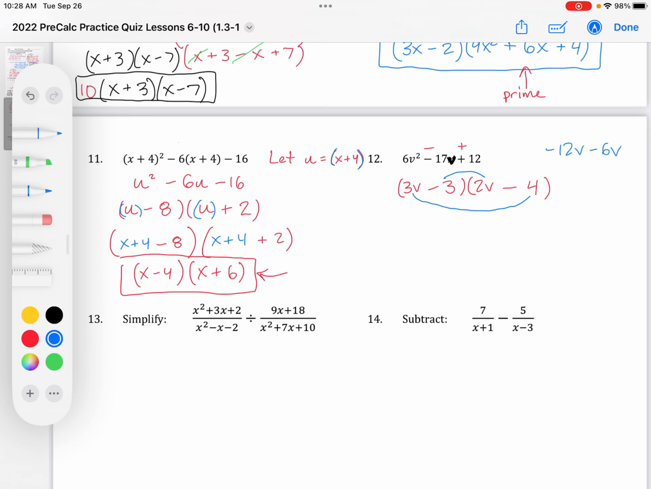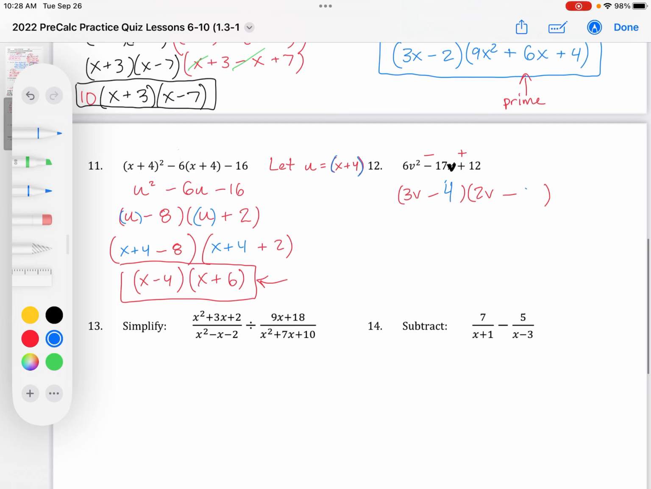That is not going to give us negative 17v. So we're going to have to try something else. I'm close to negative 17v. So here's what I'm going to try. Since it's close, I'm still going to use 3 and 4. But let's switch them. Let's put the 3 with the 2v and the 4 with the 3v. Let's put this here and this here.